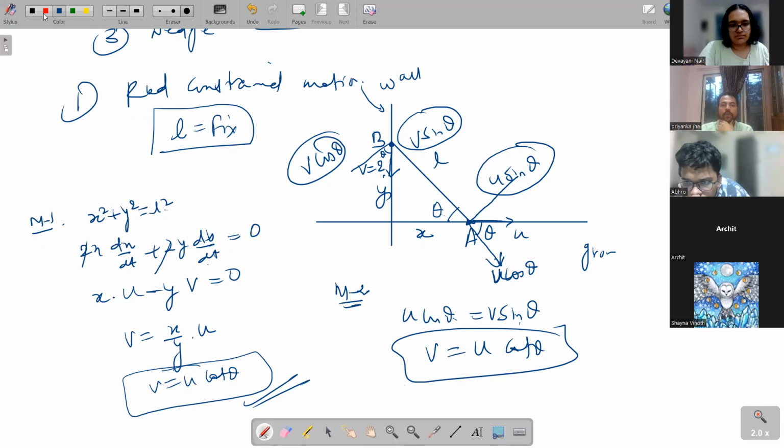Now, I want you to find the velocity of point C, whose coordinates are x by 2, comma, y by 2. Find the velocity of point C.